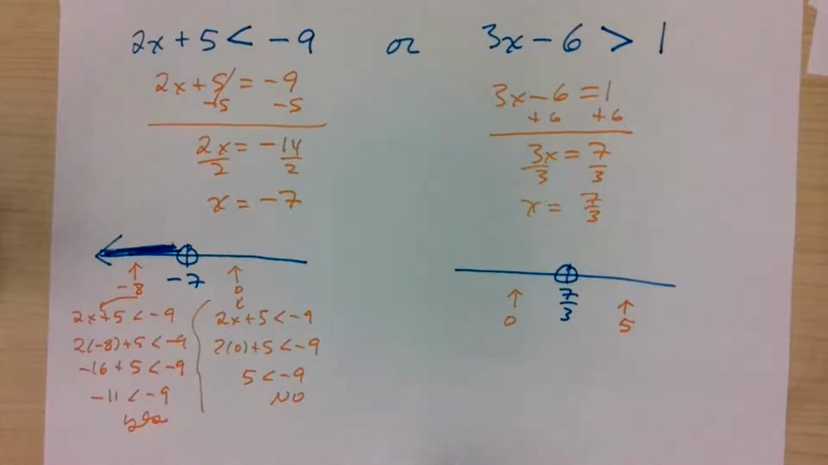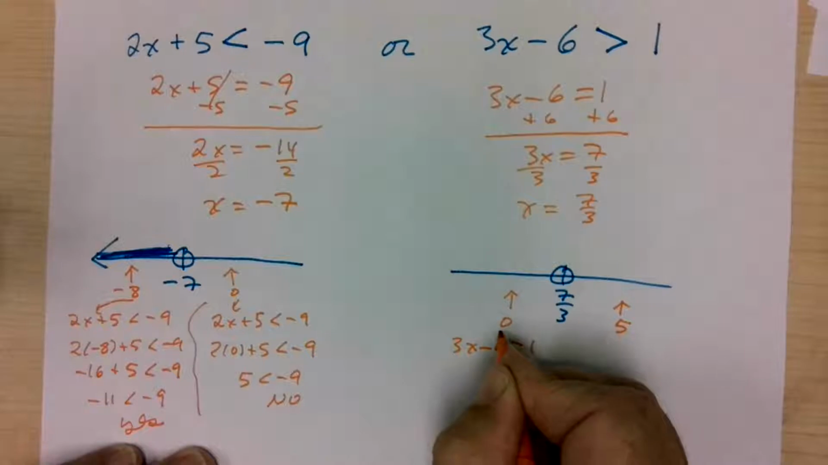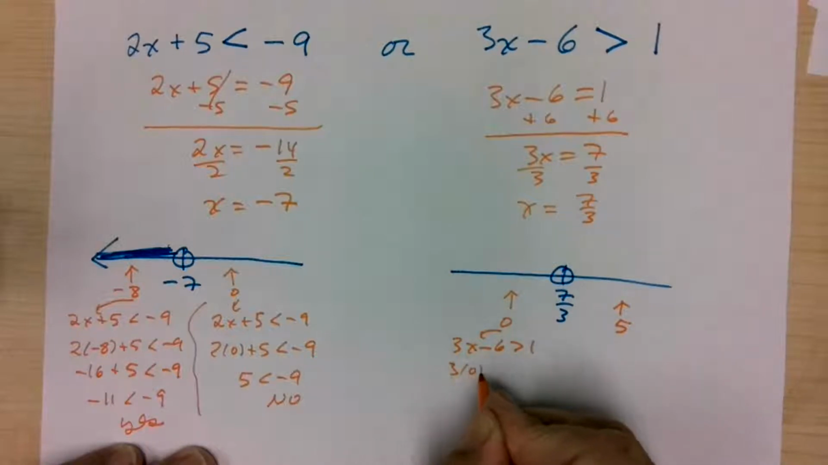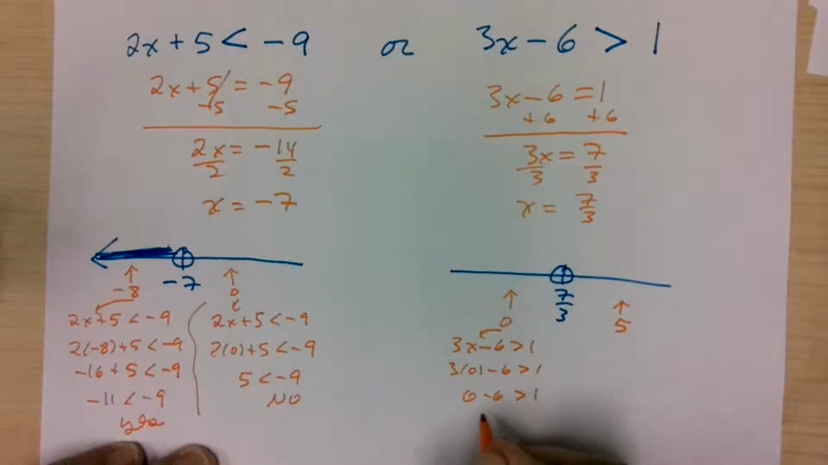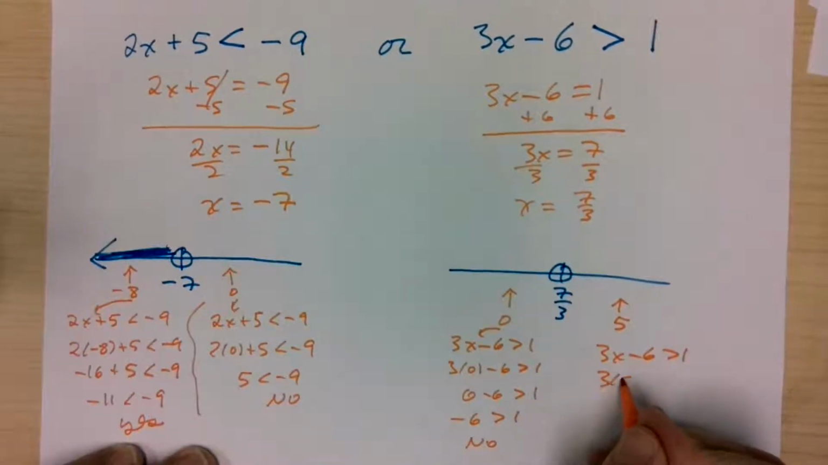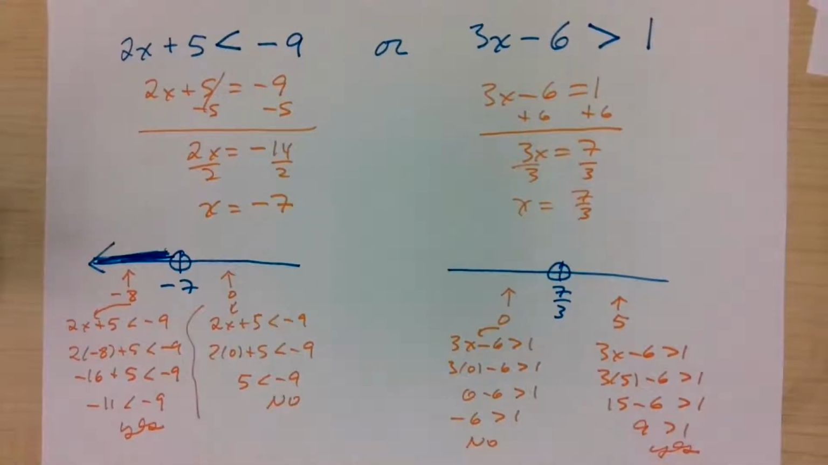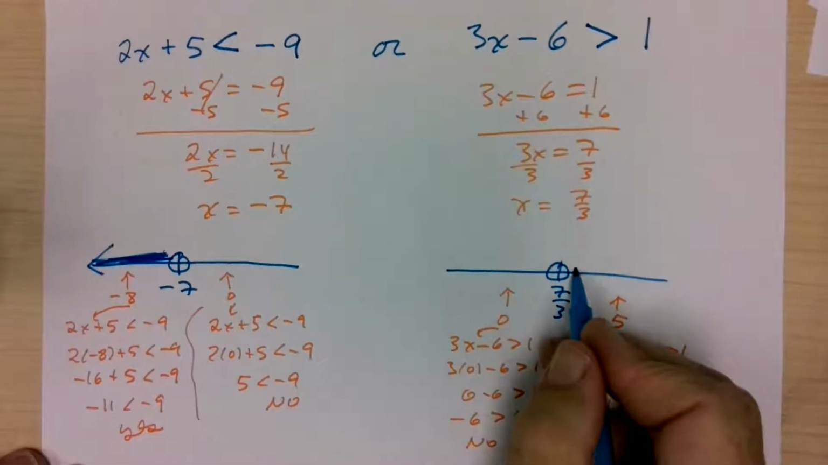So 3 times x minus 6, is that greater than 1? Plug in 0. 3 times 0 minus 6, is that greater than 1? Is 0 minus 6 greater than 1? No. On the right, 3x minus 6 greater than 1, plug in 5. 3 times 5 minus 6 greater than 1. 15 minus 6 is 9, greater than 1. That's a yes. So we're going to shade this way.